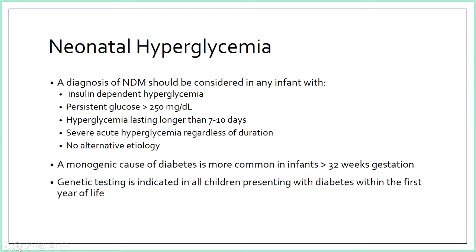A diagnosis of neonatal diabetes, however, should be considered in any infant who has insulin-dependent hyperglycemia. If there's persistent glucose elevation, so glucoses that are persistently greater than 250 milligrams per deciliter, likely they are going to need treatment with insulin, at least temporarily. Also consider it with hyperglycemia lasting longer than 7 to 10 days, severe acute hyperglycemia regardless of the duration, so blood sugars greater than 500 milligrams per deciliter, or if there's no alternative etiology to explain the hyperglycemia.